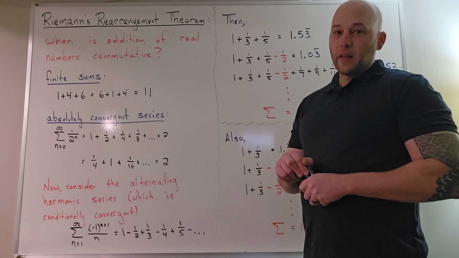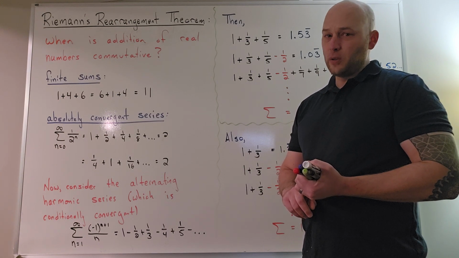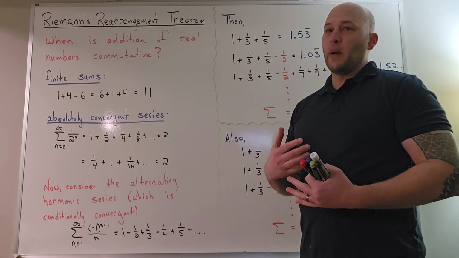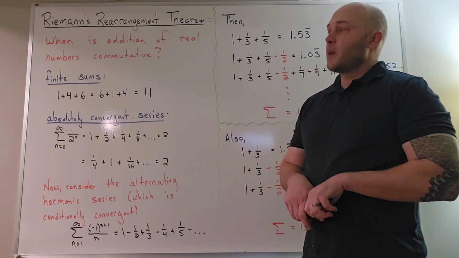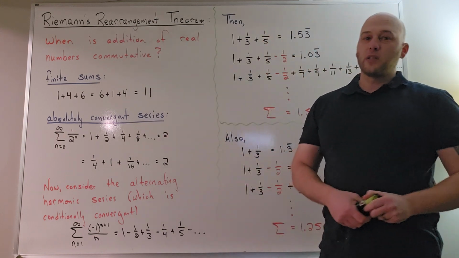What I want to talk about in this video is a very weird result that comes up in a Calc 2 class when you start talking about the idea of an infinite series. It's called the Riemann's rearrangement theorem. So let's see what this is all about.